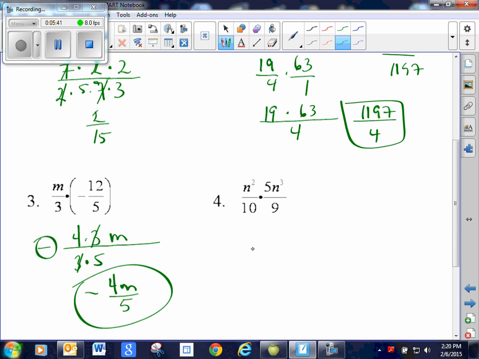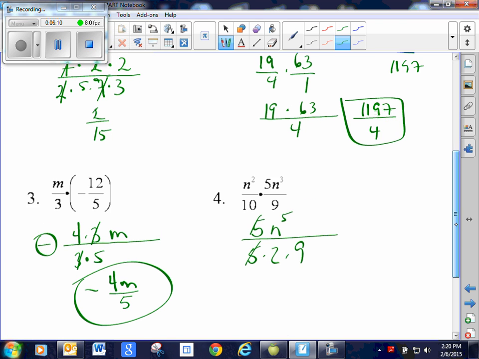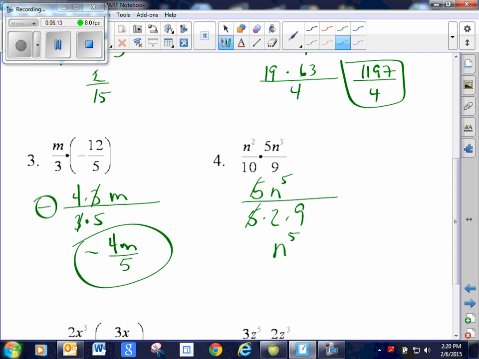Let's look at this guy. Okay, single fraction bar. The 5's going to come before. I'm going to use the rule of exponents. If we're multiplying like bases, we add the exponents. 5 and to the 5th. In the denominator, this 10 I can think of as 5 times 2 times the 9 that's there. No need to split the 9 up into 3 times 3 because there's nothing in the numerator that's going to cancel. So I'm just going to leave them alone. Cancel out the 5's and put it back together again. N to the 5th power over 18 is my answer.